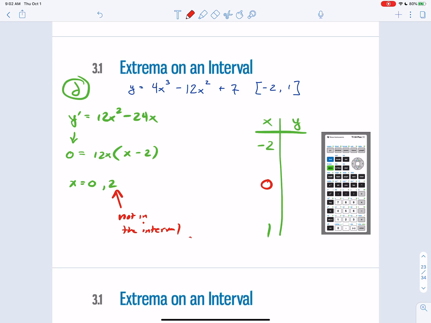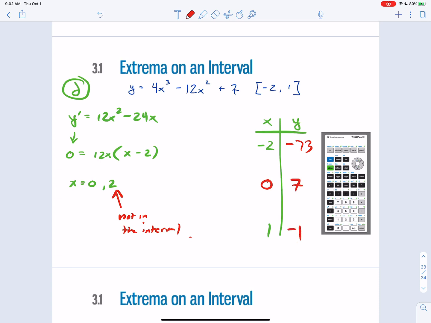4x cubed minus 12x squared plus the 7. I go to my table. I get rid of my old values. Plug in -2, 0, and 1. So I get -73 here. I get 7, and I get -1.